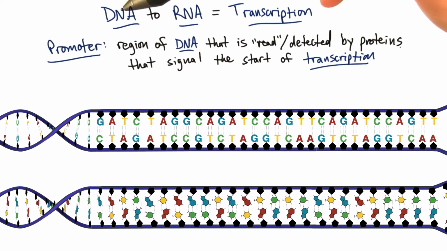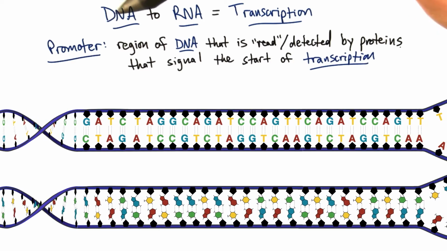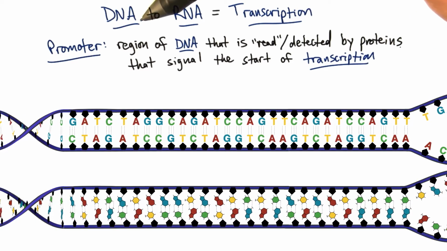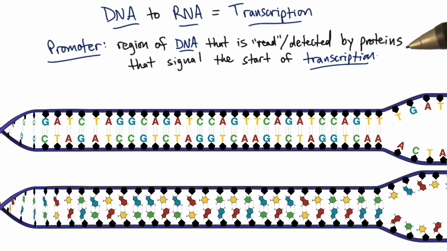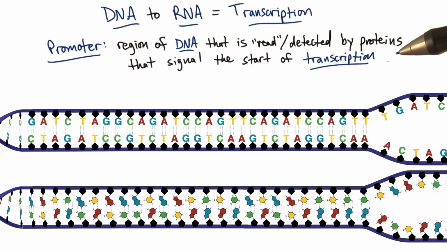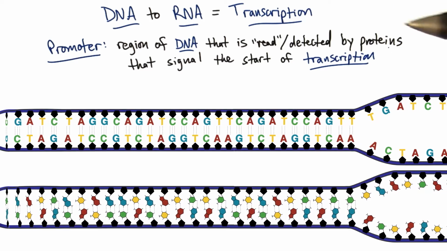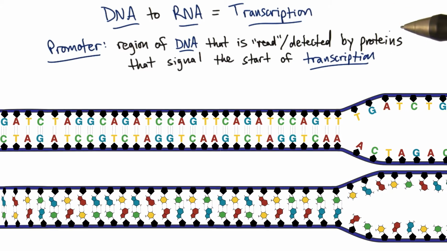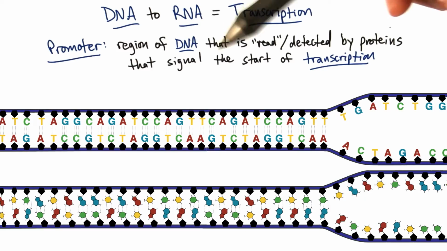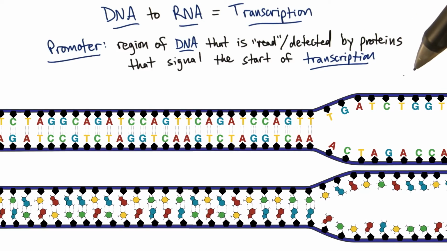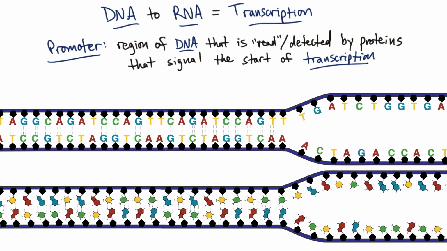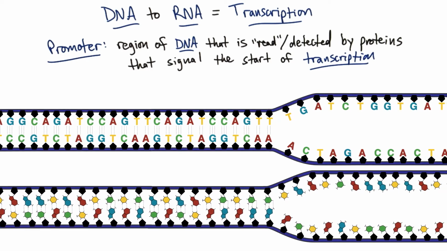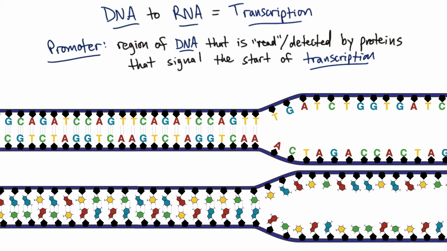But for now, all you should know is that this sequence region is called a promoter, a region of DNA that's read or detected by proteins that signals the start of transcription. Once the proteins are bound to the DNA, it not only begins to unwind, but it begins to separate into single strands to give greater access and initiate transcription. Our double helix has been unwound and separated into single strands here.